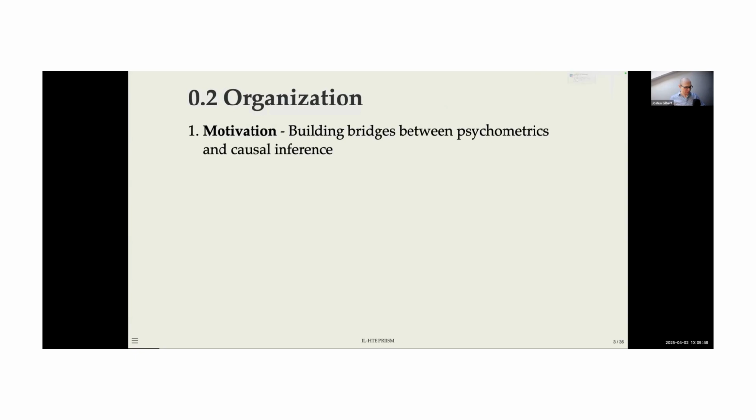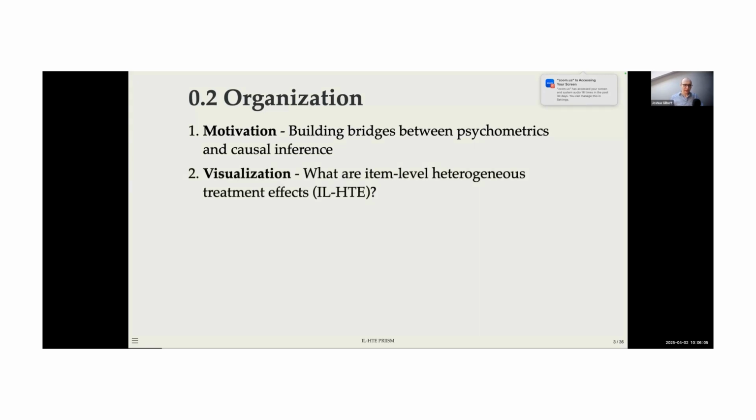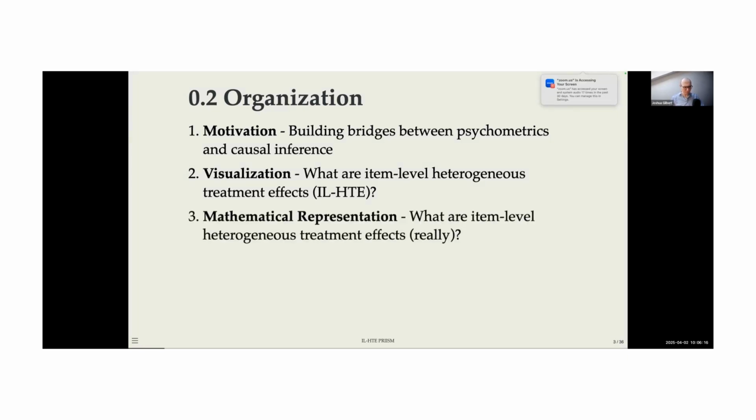Here's what I'm going to talk about today. I'm going to start with some motivation. As Clint mentioned, one of my big driving research interests is the intersection of causal inference and psychometric methods. So I'll motivate today's talk with a little bit about this idea of building bridges between psychometrics and causal inference. Then I will show some visualizations to help us get some intuition on what I mean when I say item-level heterogeneous treatment effects, which I'll be talking about throughout this presentation. Then I'll represent this model mathematically to really get specific on what I mean by an item-level heterogeneous treatment effect, how we can model it, and how we can interpret it.